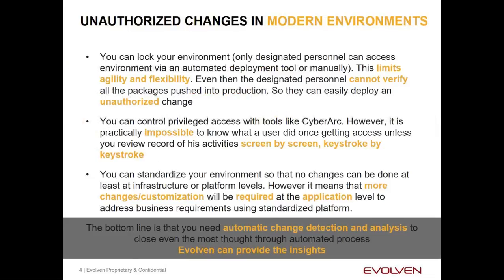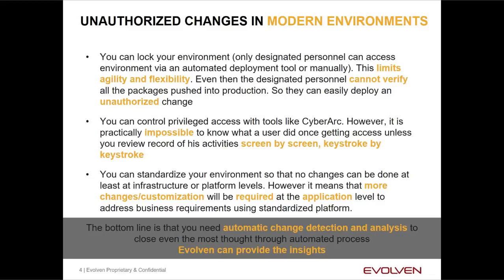So let's talk about modern environments first. We hear a lot about our cloud environments and the processes we're trying to use to eliminate unauthorized changes. So we can lock our environments and only allow certain personnel to deploy manually or automatically, but this limits our agility and flexibility. And over time, what will happen is we will loosen those processes so we can actually get things in place. The other thing, too, is many times our designated personnel cannot verify what they're actually doing. So unfortunately, we are deploying unauthorized changes into our environment.